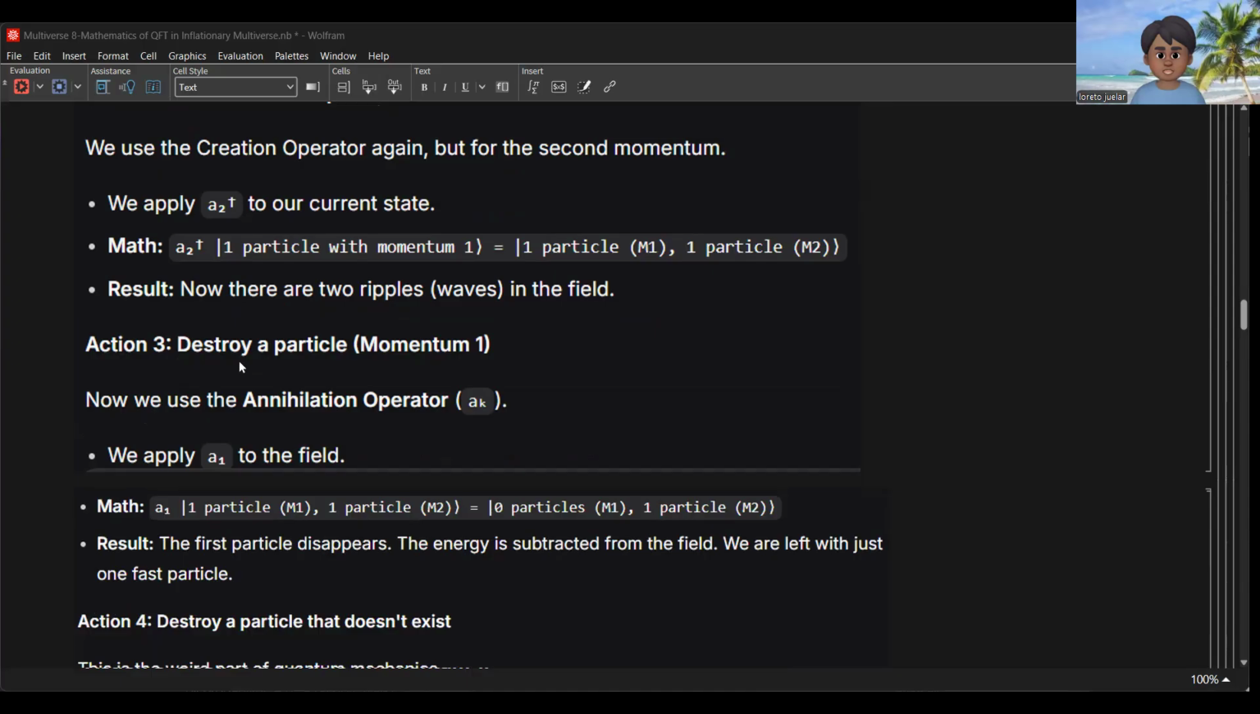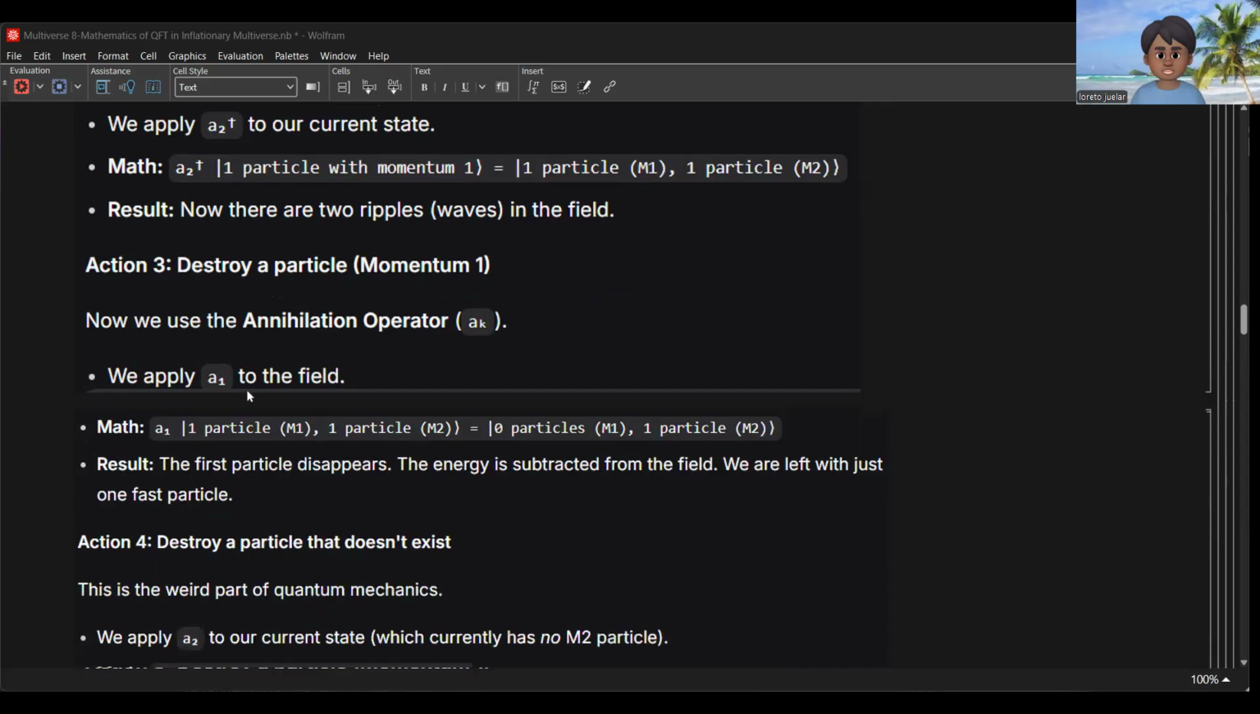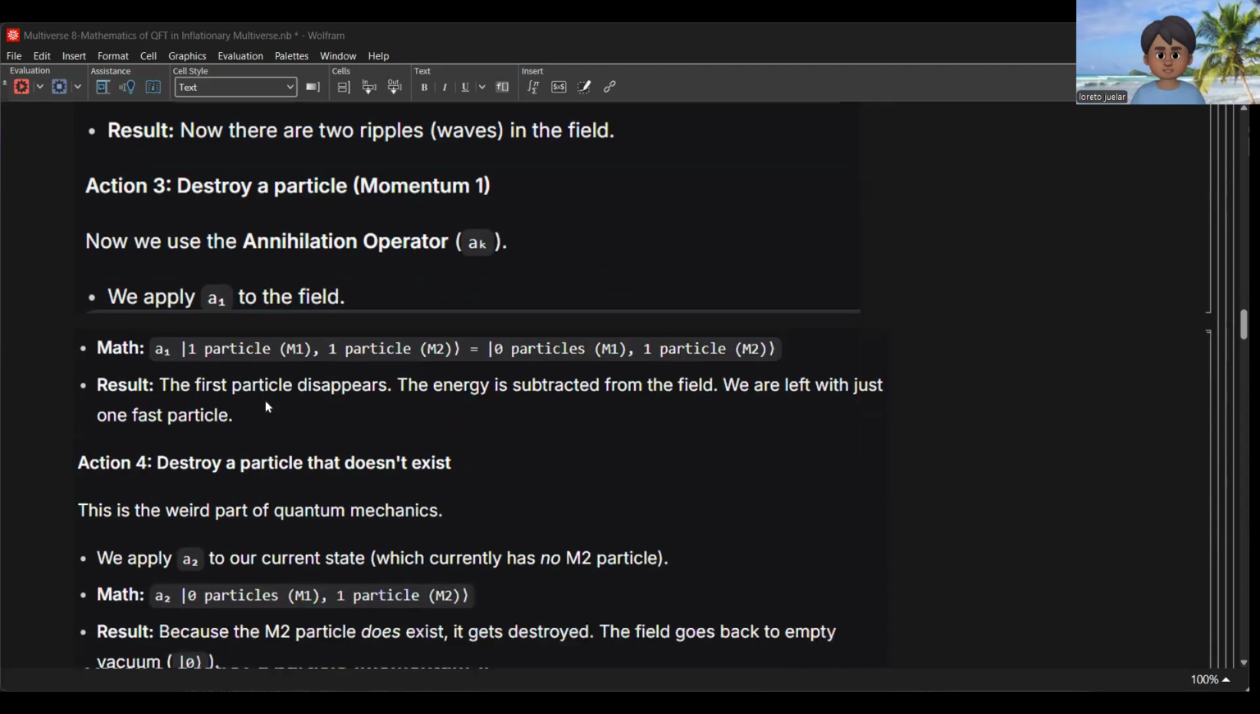Now, action three, destroy a particle of momentum one. Now we use the annihilation operator here. So we apply a1 to the field. We apply the annihilation operator a1 on one particle with momentum one and one particle with momentum two. The result is zero particles with momentum one and one particle with momentum two. The first particle disappears. The energy is subtracted from the field. We are left with just one particle.